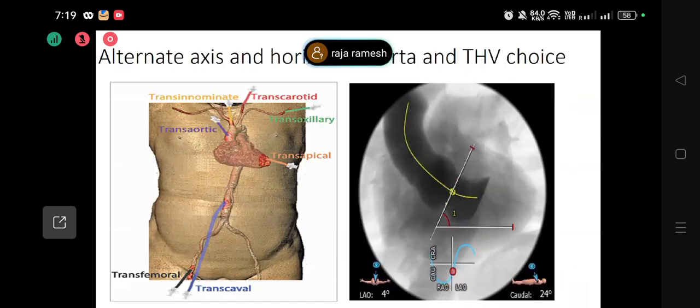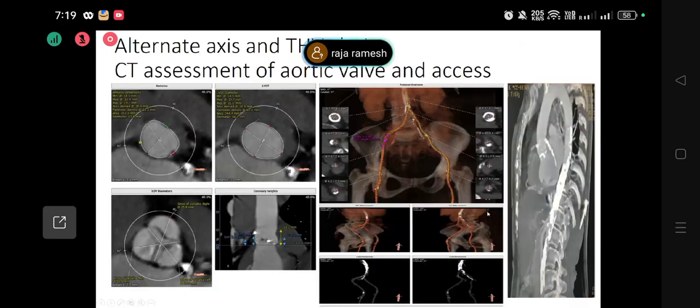Coming to the alternate access, sometimes we can't do the TAVI by the femoral route. We have to choose a transaortic, transcarotid, or transaxillary route. For that, a balloon expandable valve may be better because of its short valve frame; it can easily navigate the tortuosities. Of course, the latest self-expandable valves also have catheters made in such a way that they can navigate to the alternate access like carotid or axillary.